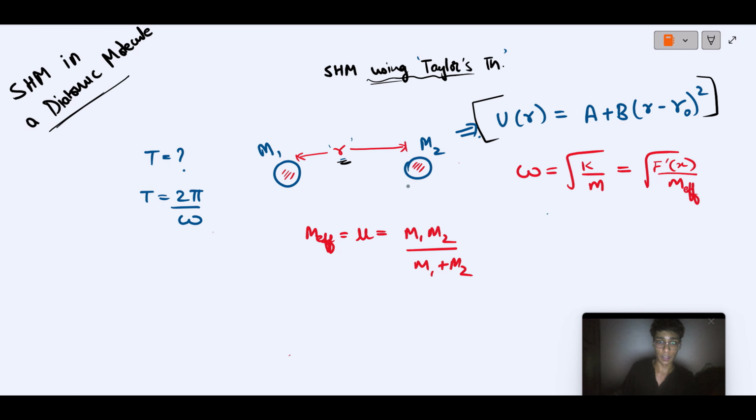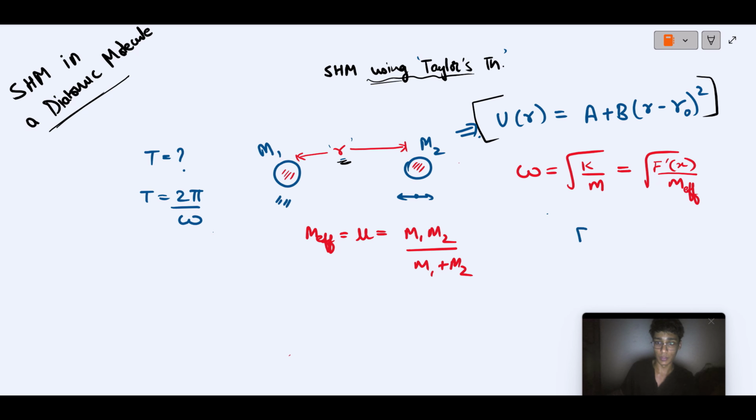Now, in order to find the omega, we'll not be finding the omega for the oscillations between the two molecules. Rather, we'll be keeping this body m1 at rest and finding the oscillations for this particle m2, which will be the omega for our scenario.